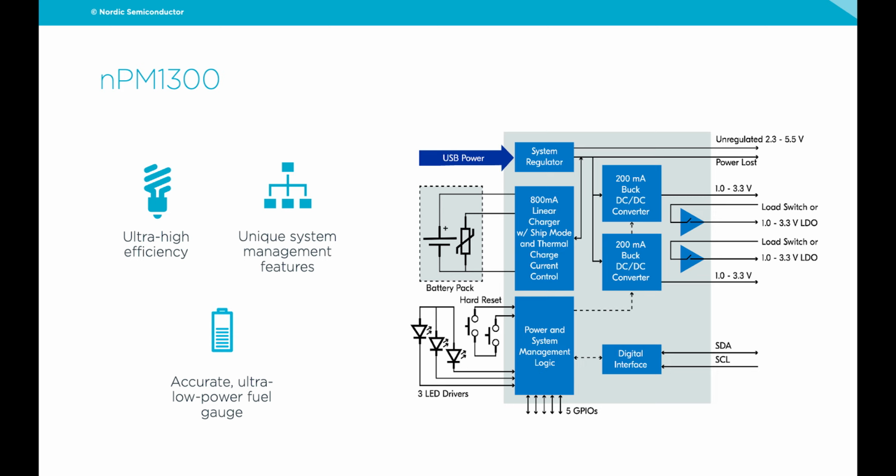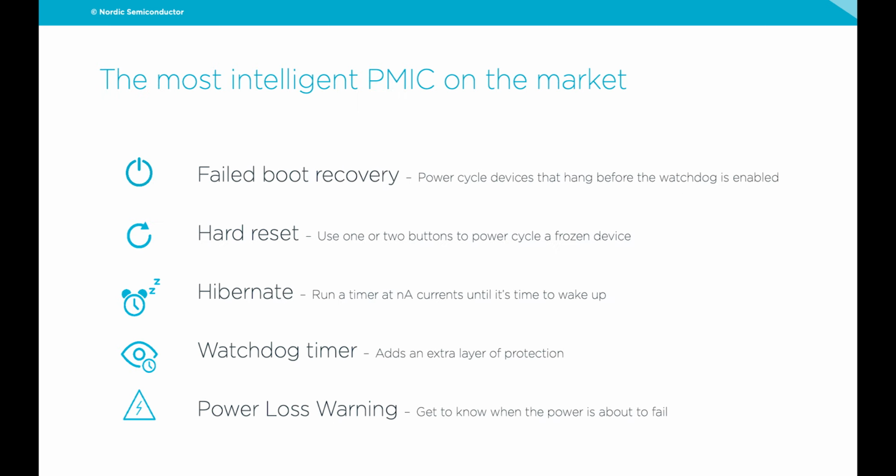Some of the extra features that you can get with that is the failed boot recovery. You can have this really nice hard reset functionality, which also means you can use some of the GPIOs that are on the PMIC to enable normal functions and then use the same GPIO to also enable a hard reset. You have a really nice hibernate function that runs a timer that just consumes nanoamps of current. You have external watchdog timers, and you also have a power loss warning. You have a bit more wiggle room when you have the power loss warning on an external component like a PMIC.